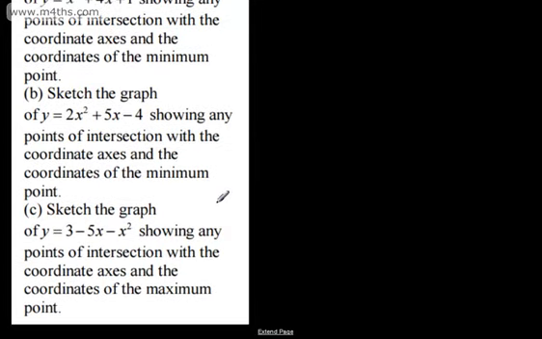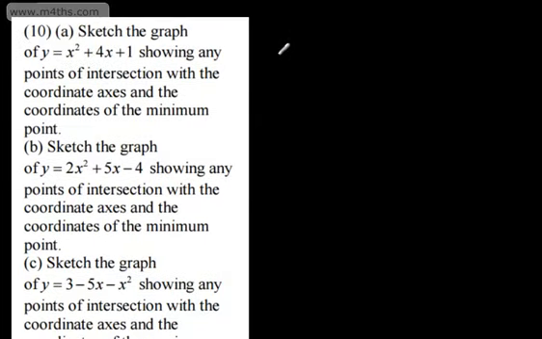We need to sketch a graph of y is equal to 3 minus 5x minus x squared, showing any points of intersection with the coordinate axis and the coordinates of the maximum point. So this time we've got a negative quadratic, and we can tell it's negative because we've got now the negative x squared. So let's just rewrite this. So what we've got then is y is equal to negative x squared minus the 5x, and then we've got plus 3.